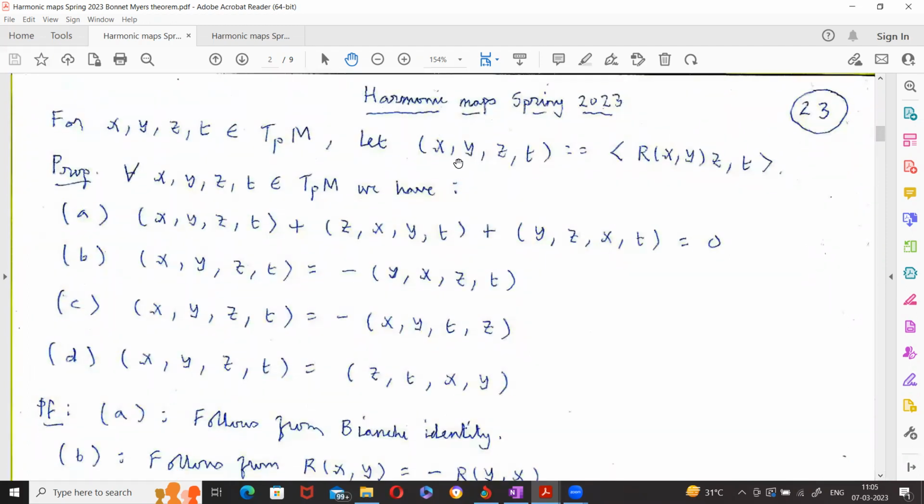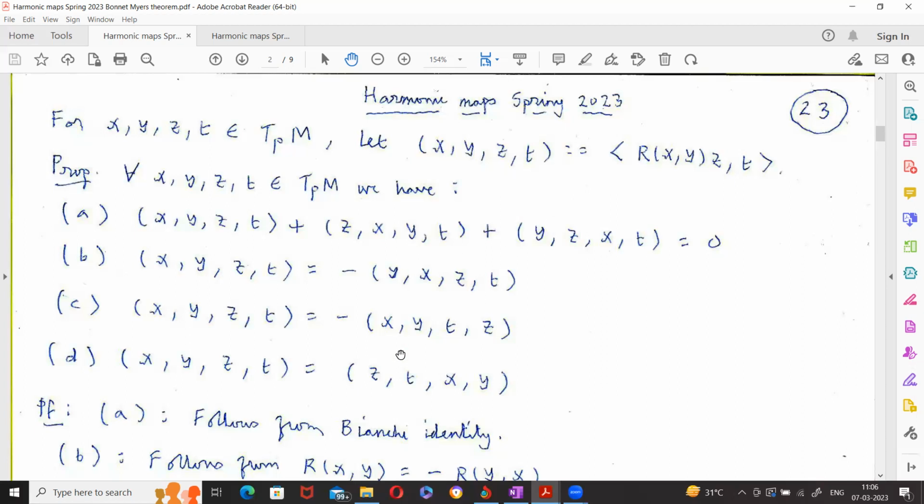It was determined by this multilinear function of four vectors, right? This bracket x, y, z, t is equal to the inner product of R of xy acting on z, inner product with t. Remember, when x, y were tangent vectors in TpM, then R of xy was an endomorphism of TpM. So this acts on a vector z to give another vector in TpM, and then you take the inner product with t. So this completely determines the curvature tensor R, okay?